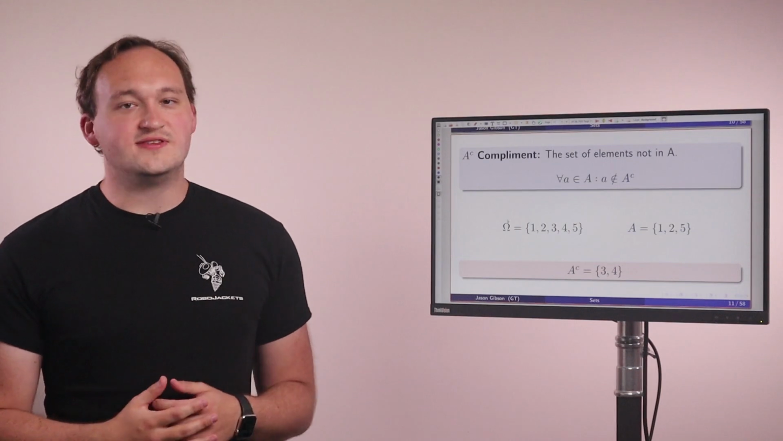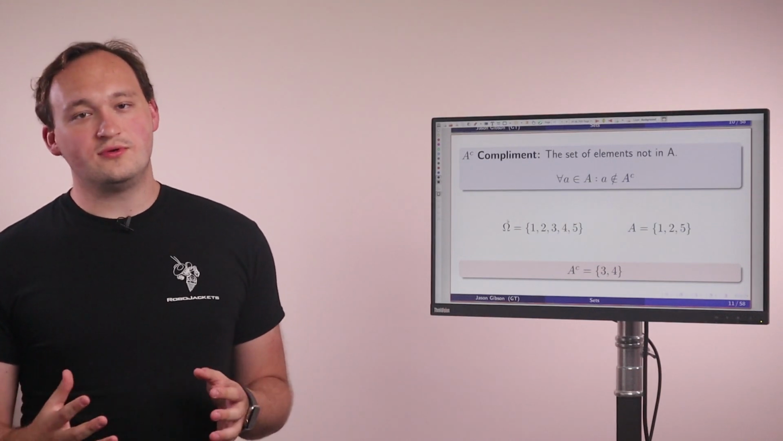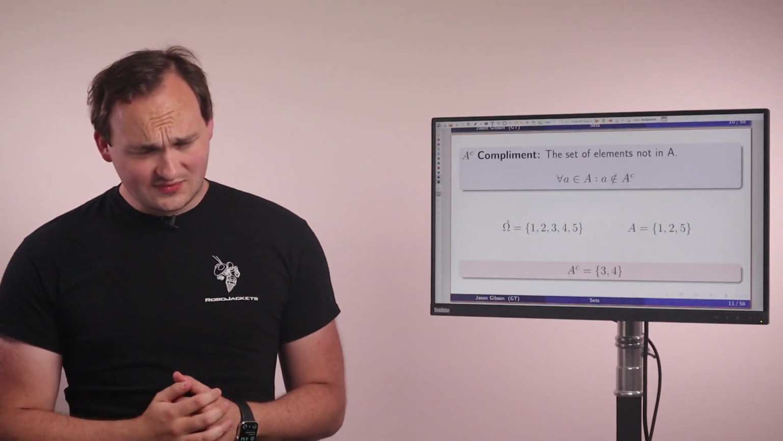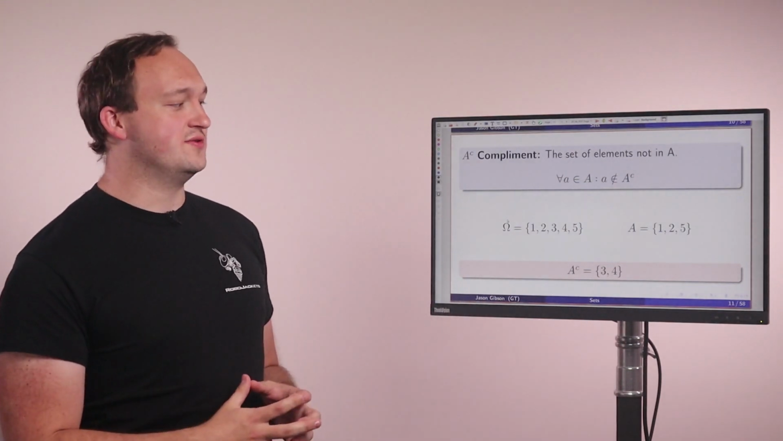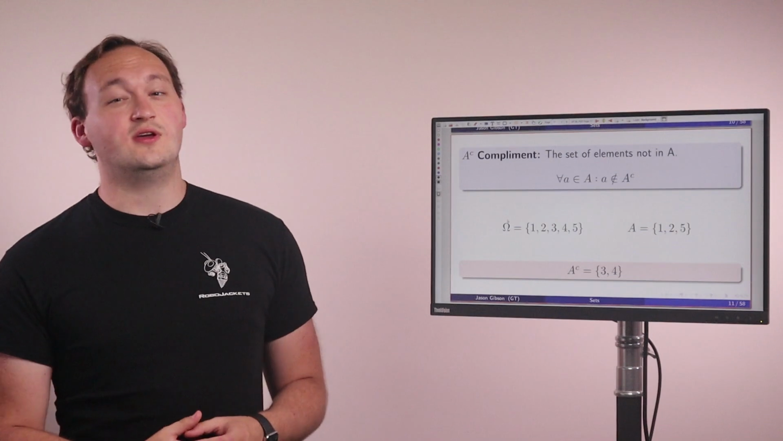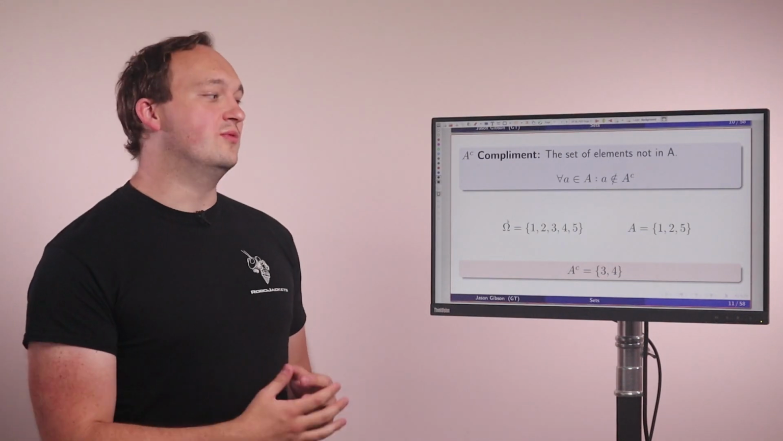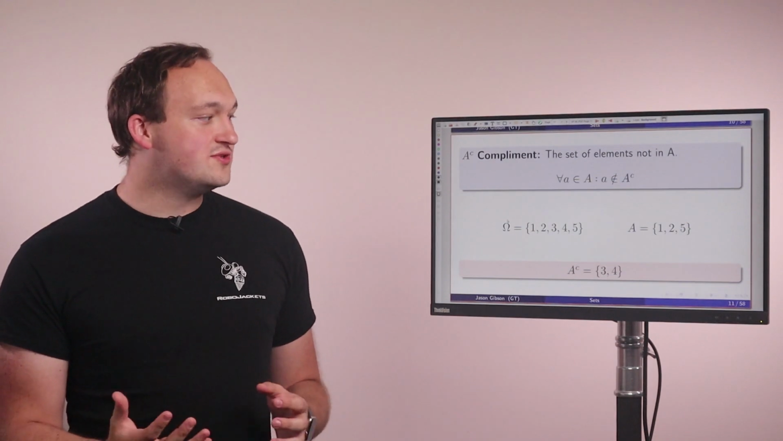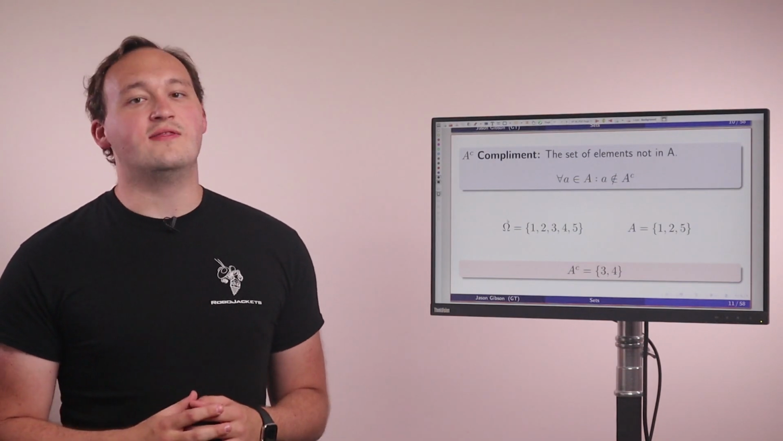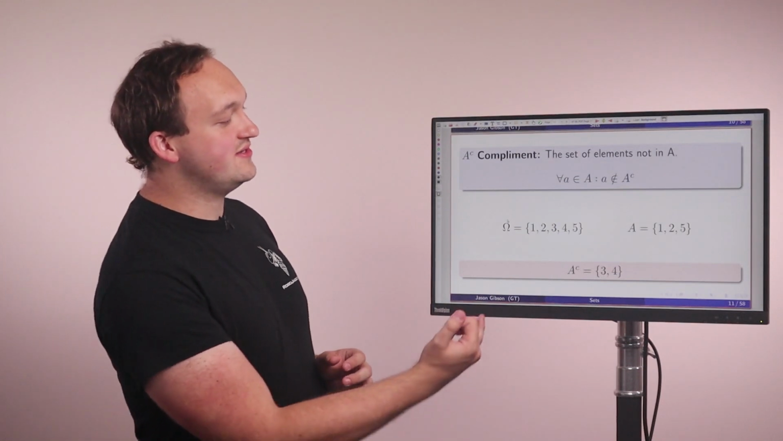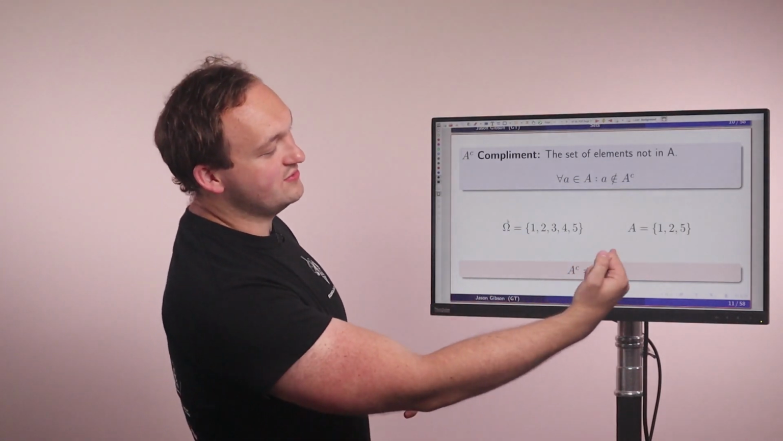Now usually we're going to define some domain over which this is true. And that's going to be denoted by a thing called omega here. So essentially if we have omega, which is the values 1, 2, 3, 4, 5, this is essentially all the possible values that could be in a set. So A would be 1, 2, 5, omega would be 1, 2, 3, 4, 5, and then A complement would be 3, 4, because it's every element that is in omega that is also not in A.